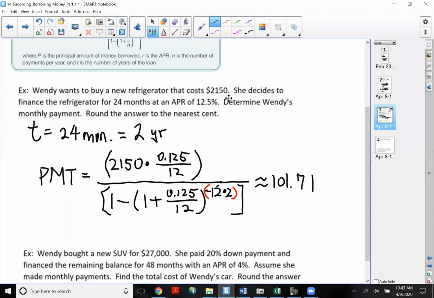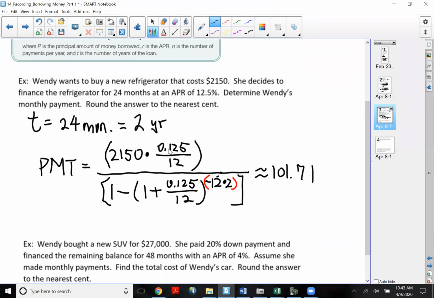All right, so these are payments. These are monthly payments.